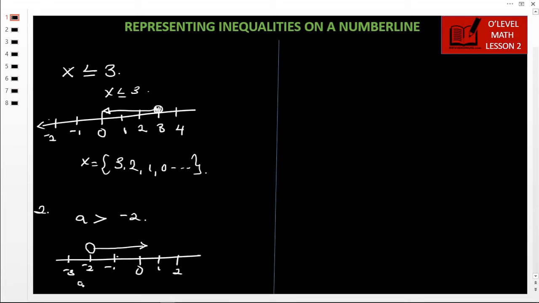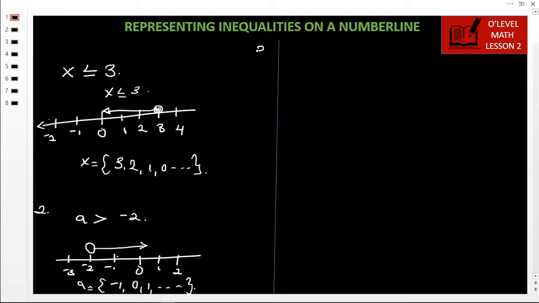Then the solution is that the possible values of a can be negative 1, 0, 1, and it is continuous. We don't include negative 2 simply because they are not telling us that it is greater than or equal to, so it is not inclusive, and that is why we have not shaded our circle.